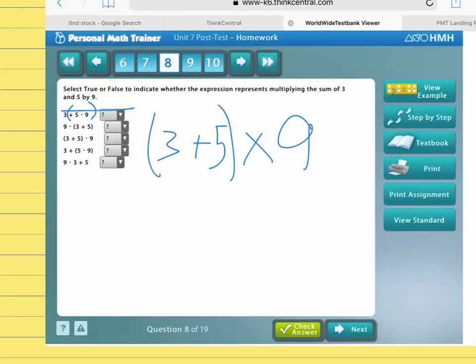This one is correct here because it's the sum of 3 and 5 times 9. This one is the same thing, just in reverse order, so that's correct. This is not correct because you're multiplying 5 times 9 first. And this is not correct because you'd multiply 9 times 3 first using PEMDAS. So there's 2 correct answers, it looks like, to this problem.